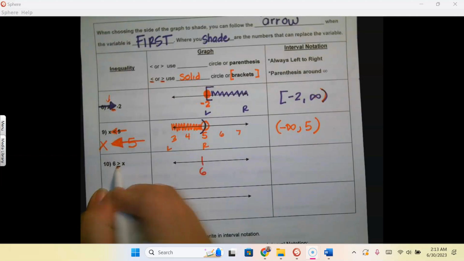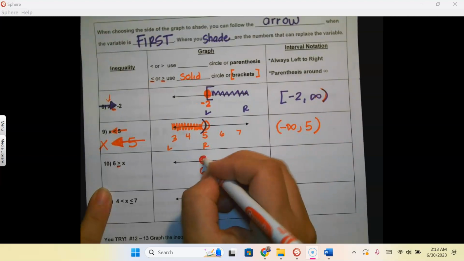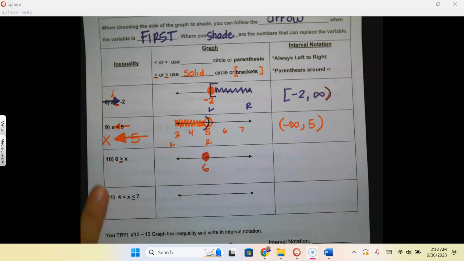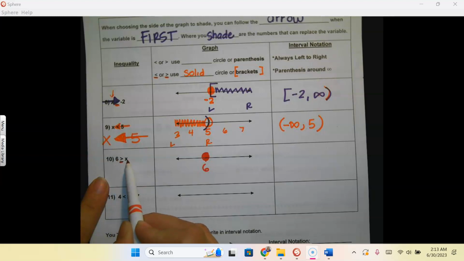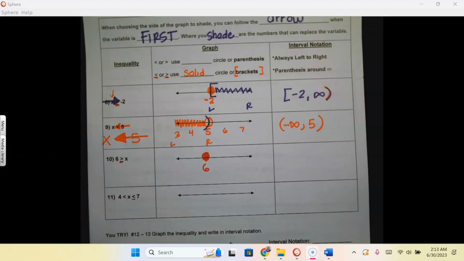Okay, so now here, put our 6. The line is underneath, so it means "or equal to," so 6 is included. And now this is saying 6 is greater than or equal to all the other numbers. So where are all the other numbers that 6 is greater than or equal to?